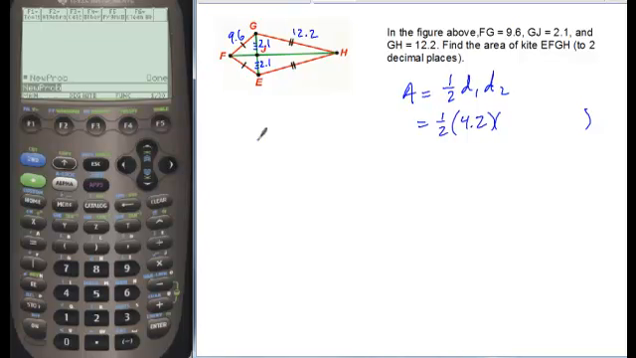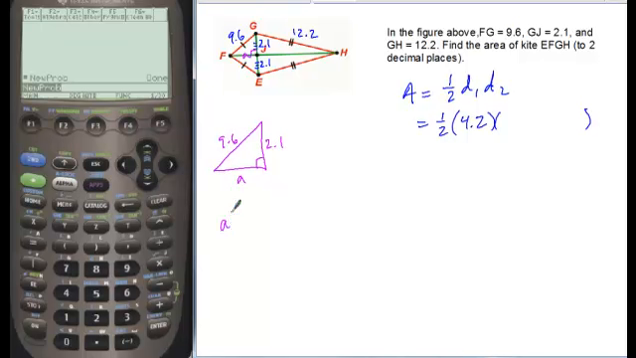Well, the other diagonal is actually formed by two right triangles. The first right triangle has a hypotenuse of 9.6 and a leg of 2.1. So we can solve for this portion here, call it A, by using the Pythagorean theorem. Again, the diagonals of a kite intersect each other at right angles, or are perpendicular to each other.